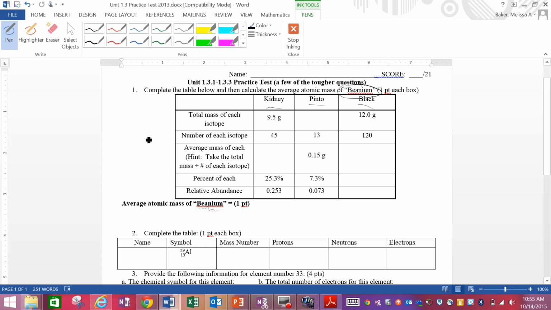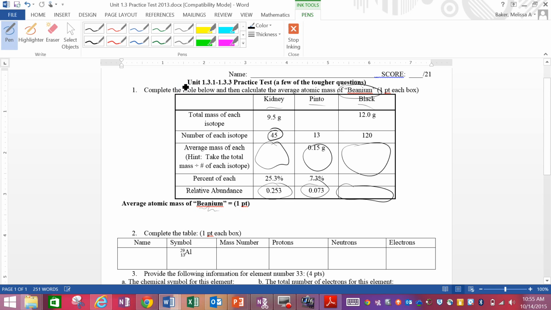So what we're going to need to know is the average mass of each isotope and their relative abundances. Once we have those circled spots, then it's easy. Then it's just plugging into our formula. So let's take a closer look at what's going on here.